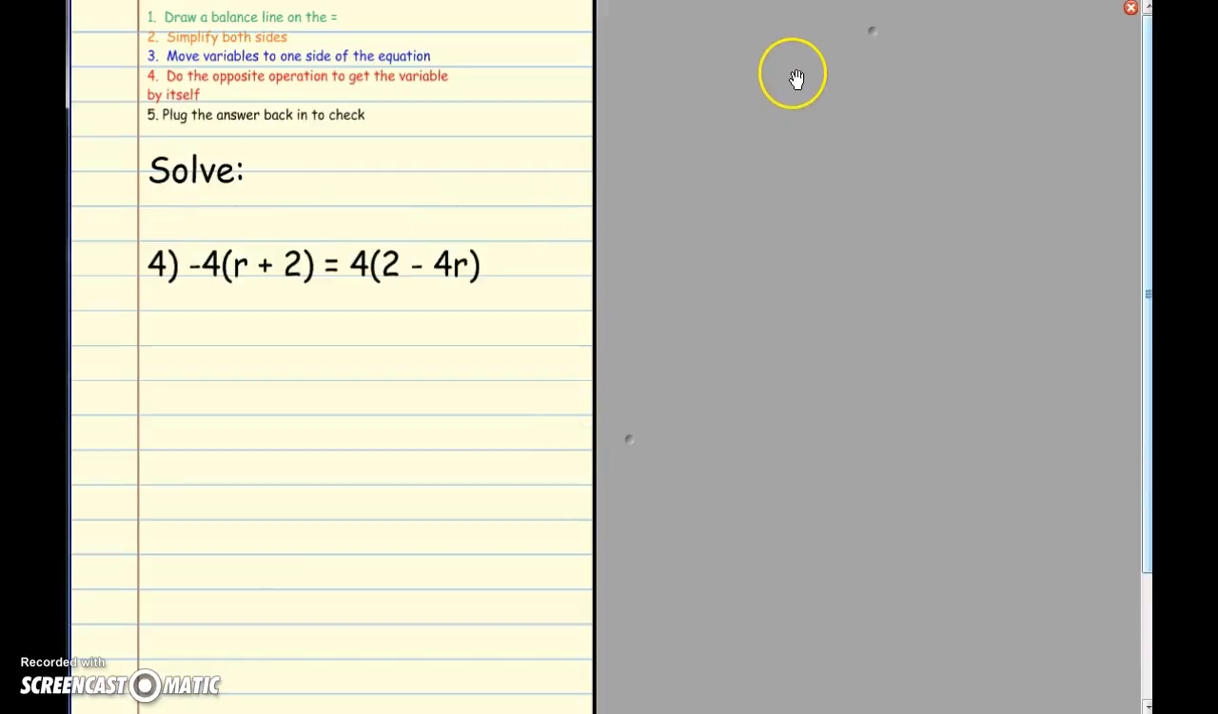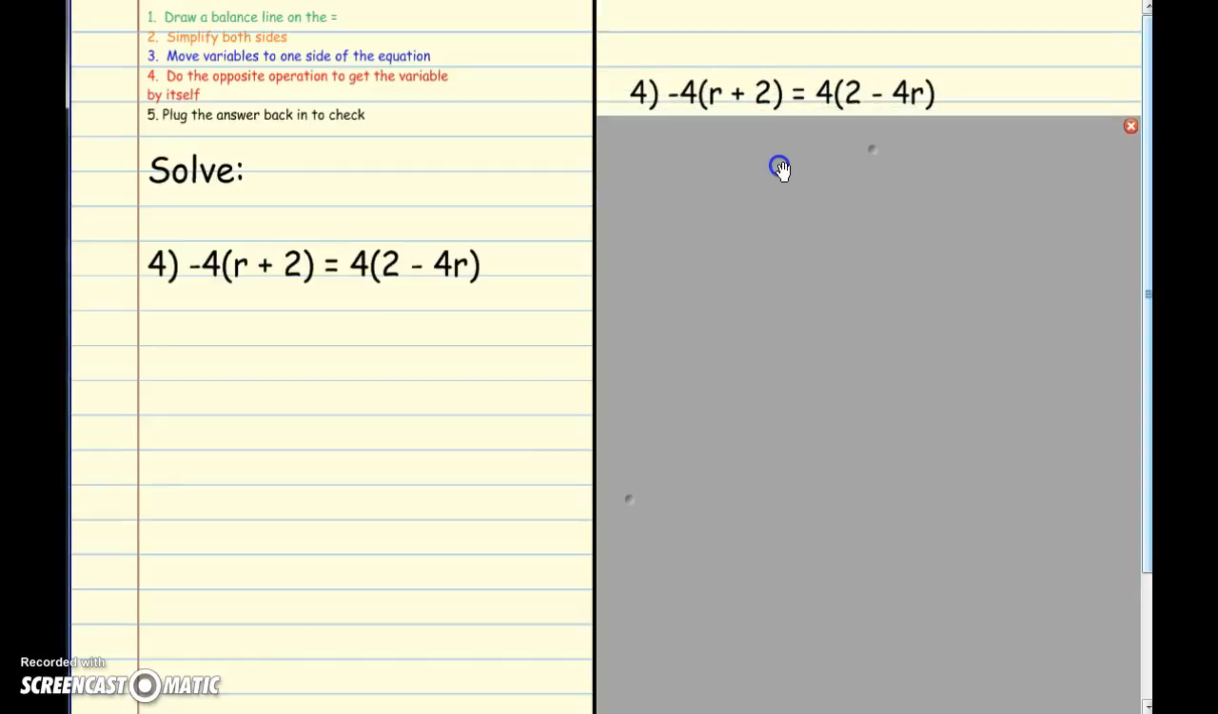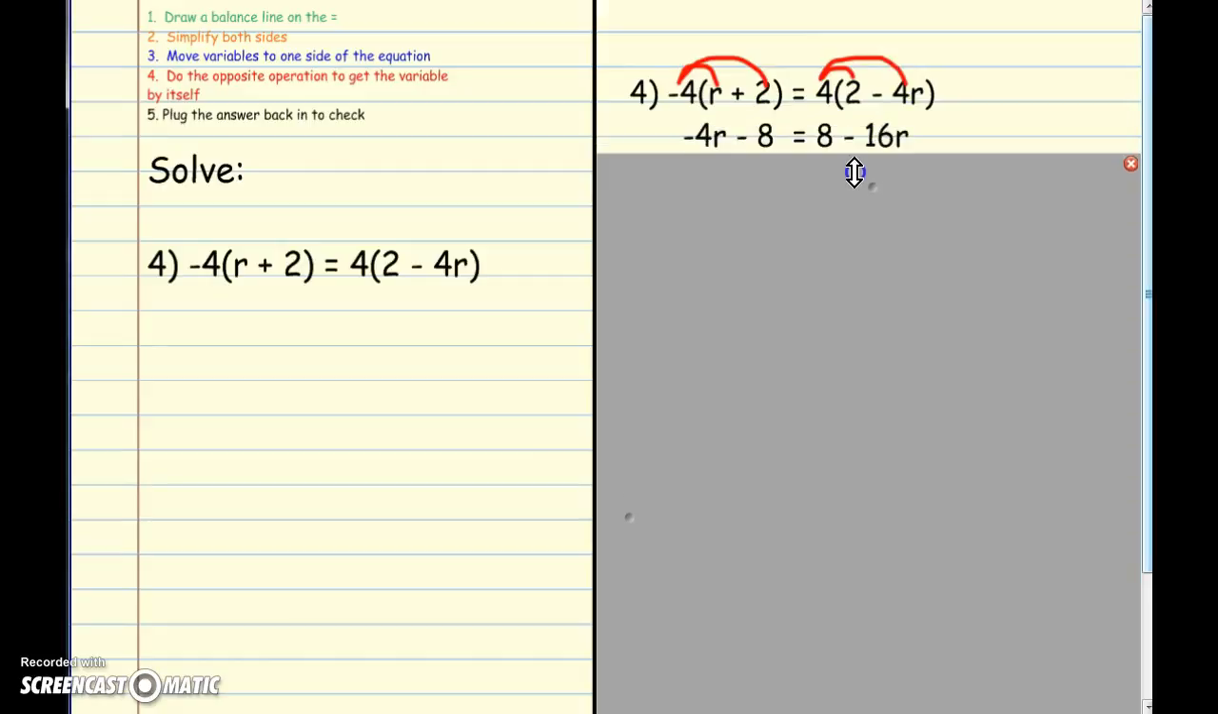All right, example number 4. So we have negative 4 times the quantity of r plus 2 equals 4 times the quantity of 2 minus 4r. Just like before, the first thing we need to do is distribute that negative 4 into the parentheses, and the same thing on the right-hand side. When we do that, we get negative 4r minus 8 equals 8 minus 16r.